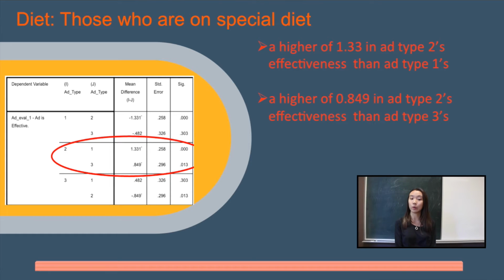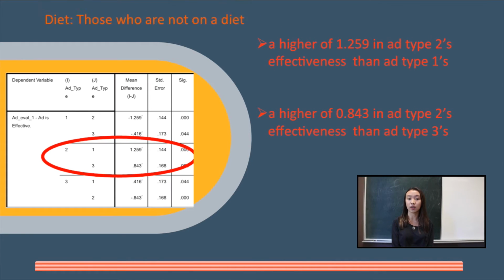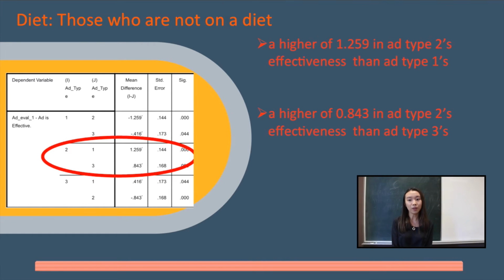As we can see on screen, those who are not on a special diet would rate 1.25 higher in effectiveness in ad type 2 than type 1. Also, they would rate a higher 0.84 in effectiveness in ad type 2 than type 3.